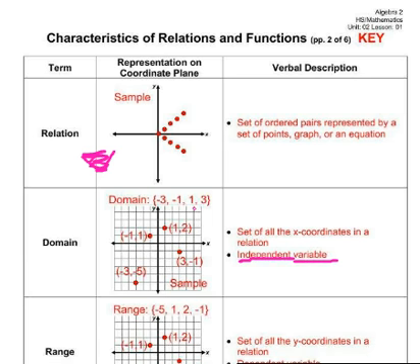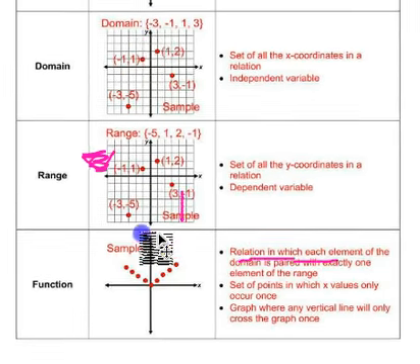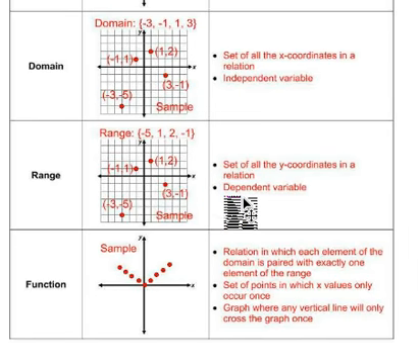All right, last thing here is range. Range is just the y coordinates. So again, they had all the same points listed as they did up here for the domain, but they listed all the y's. Set of all the y coordinates in relation, and it is the dependent variable. Make sure you know that.